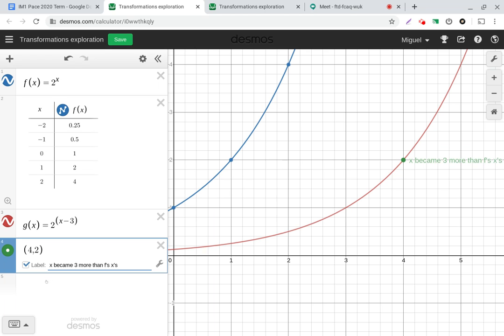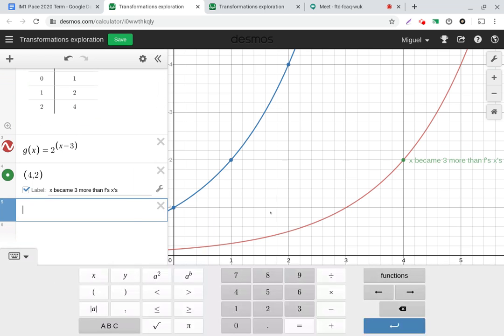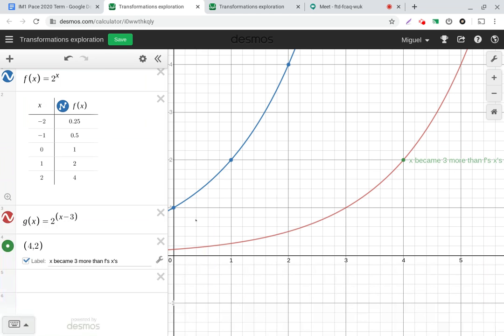All right, I don't know if that makes sense. So I wrote a little phrase. 4, 2. Where did 4, 2 come from? It came from 1, 2. So it used to be 1 comma 2, but when we put minus 3, it became 4 comma 2.